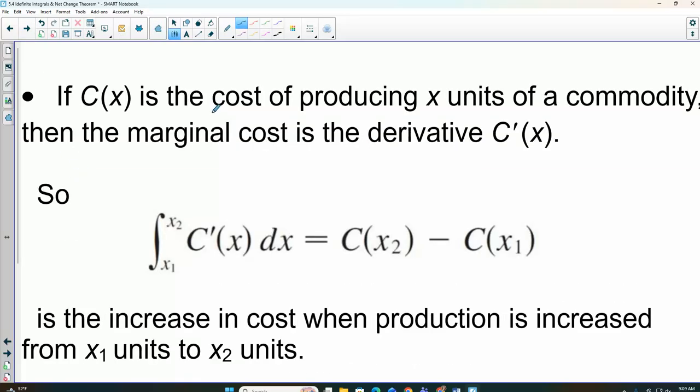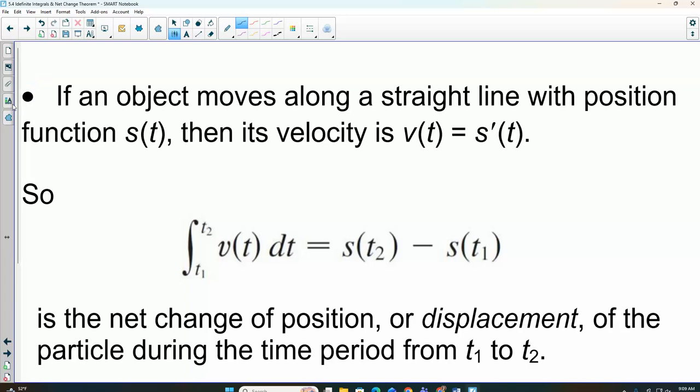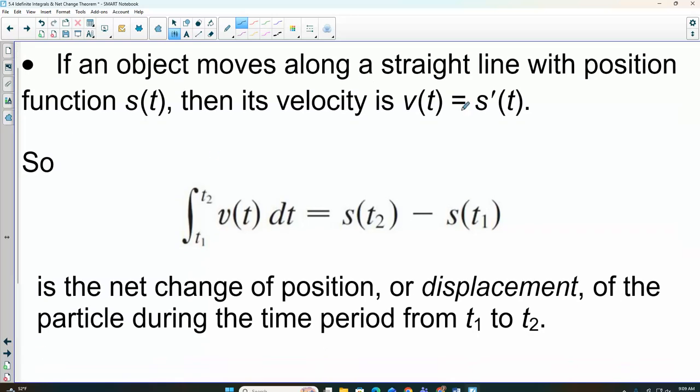We've talked about the cost function a lot. We know the derivative is marginal cost. If you have marginal cost and you go backwards, you get the overall increase in cost. Not the rate of change, but the actual dollar amount that it did change between those 2 points. We know position. If you integrate velocity, you get the overall change in position. Sometimes that's called displacement between 2 points.